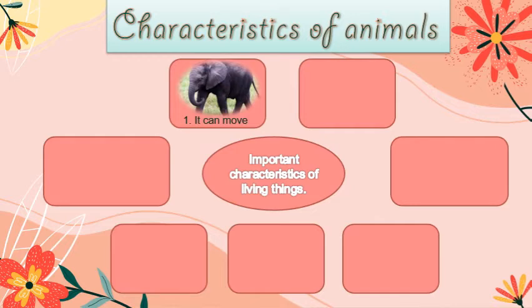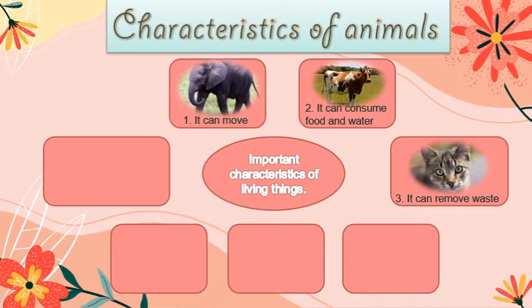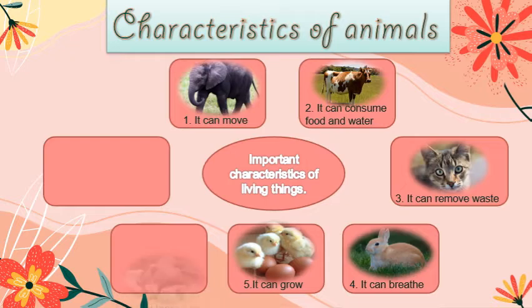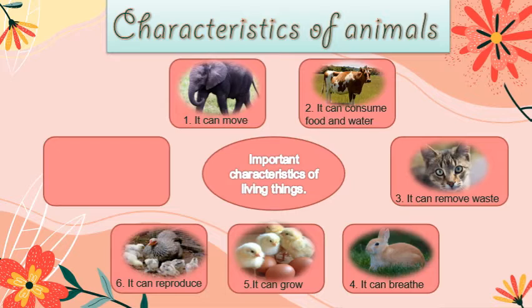They can walk, run, jump, swim, and fly. Number 2, it can consume food and water, meaning it can eat food and water. Number 3, it can remove waste. Number 4, it can breathe. Number 5, it can grow. Number 6, it can reproduce or have children. And lastly, number 7, it can respond to stimuli.